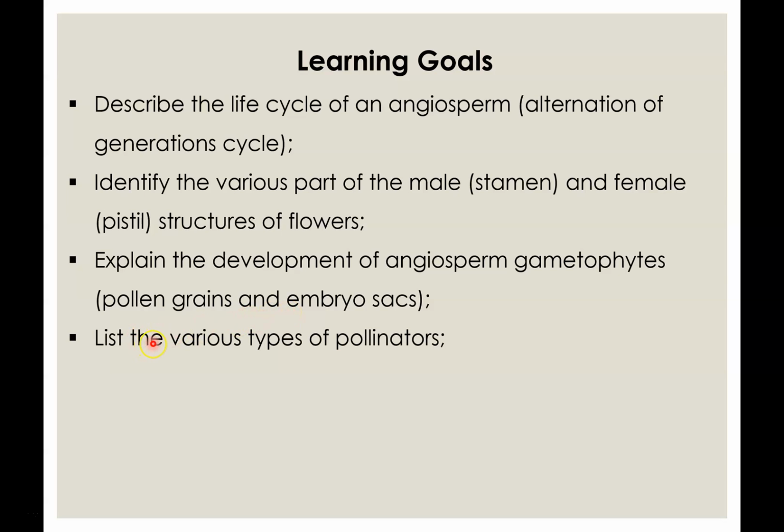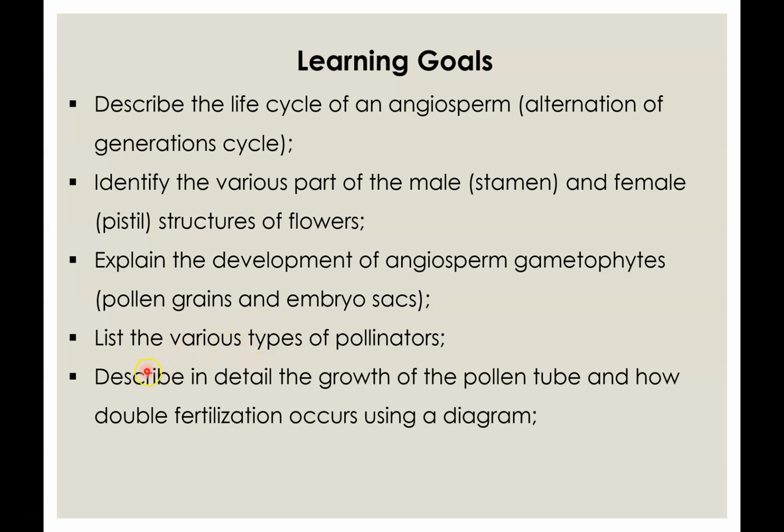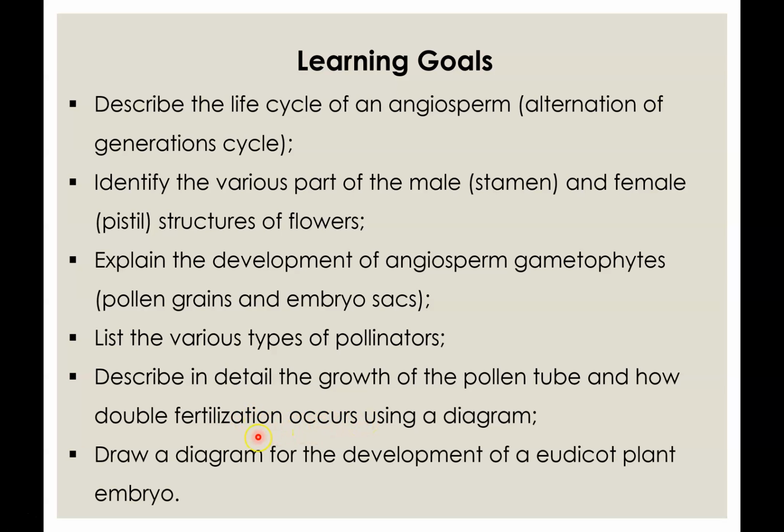And you should be able to list the various types of pollinators, as well as describe in detail the growth of the pollen tube and how double fertilization occurs using a diagram. And last but not least, draw a diagram for the development of the eudicot plant embryo. Eudicot is another name for a dicot. It's a true dicot plant, so the ones with two embryonic leaves in the embryo.